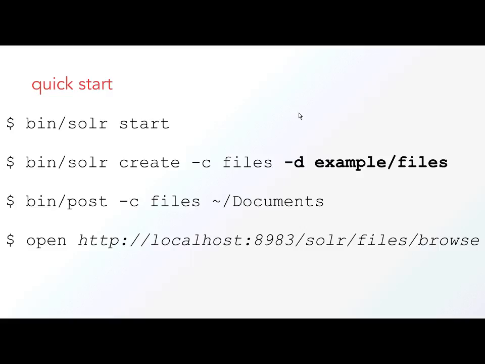And then simply bin/post your files to the collection that you created. In the example here, we created a collection called files. You'll see -c files, and then we've posted to -c files as well. And we're posting all documents recursively through my home directory, the ~/documents directory. And then finally, to get the file-centric view, we go to the URL /solr, and then to the files collection, and then the /browse request handler under that. Okay, so that's the quick start to having your own file search engine.